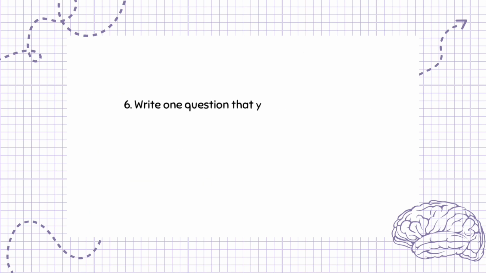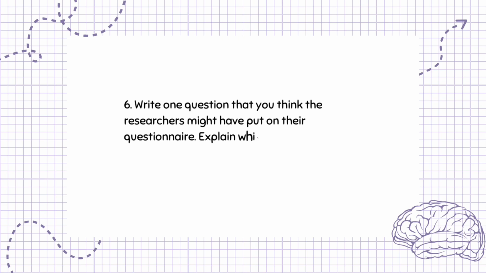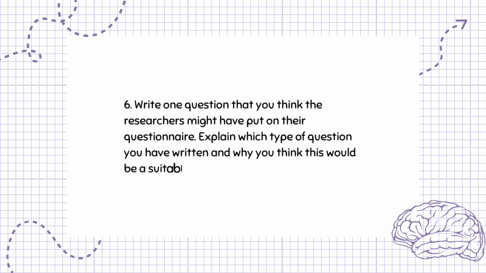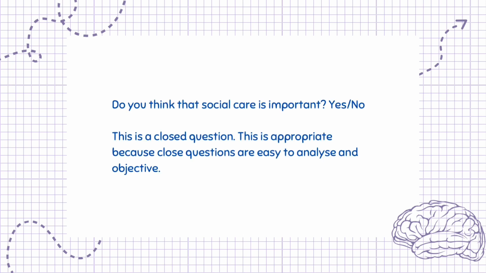Question 6. Write one question that you think the researchers might have put on their questionnaire. Explain which type of question you have written and why you think this would be a suitable question for this study. 3 marks. Do you think that social care is important?